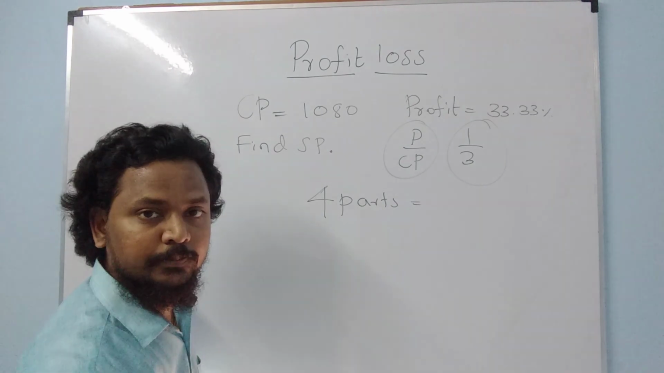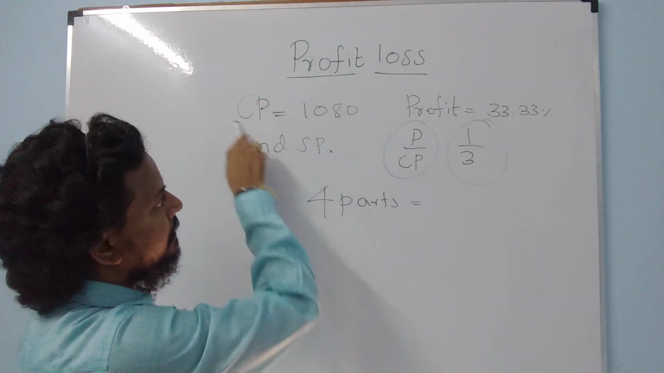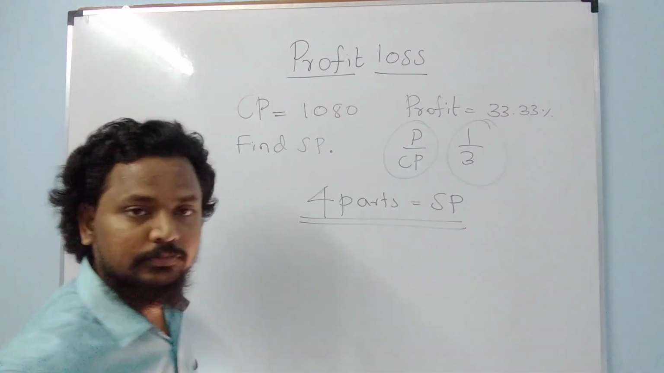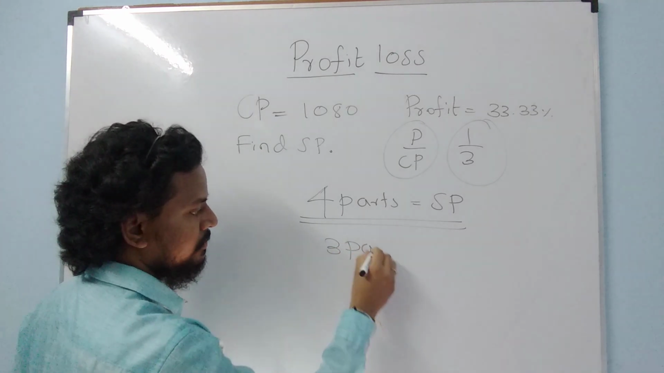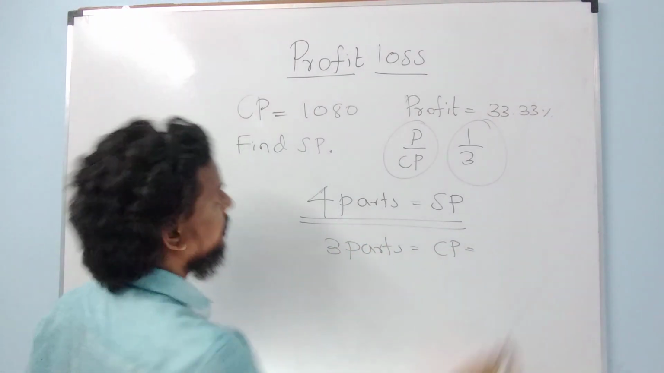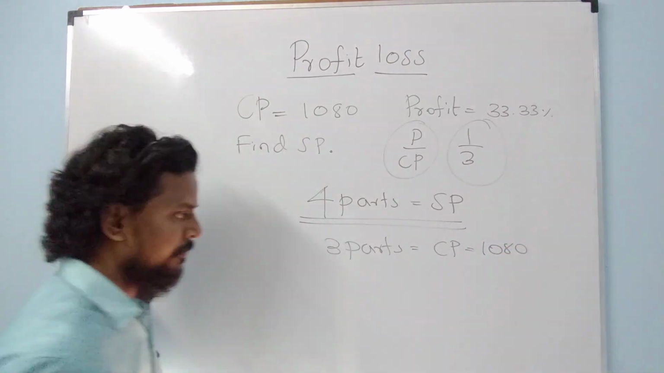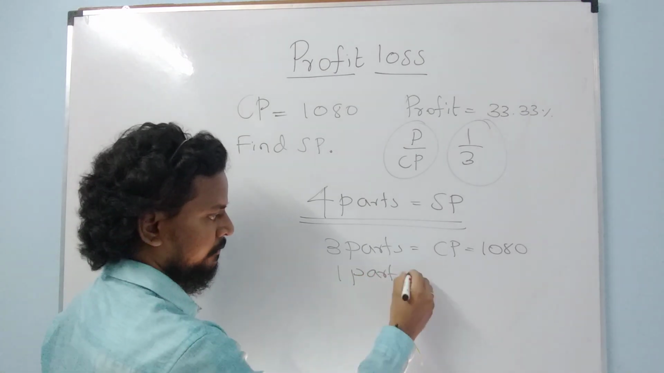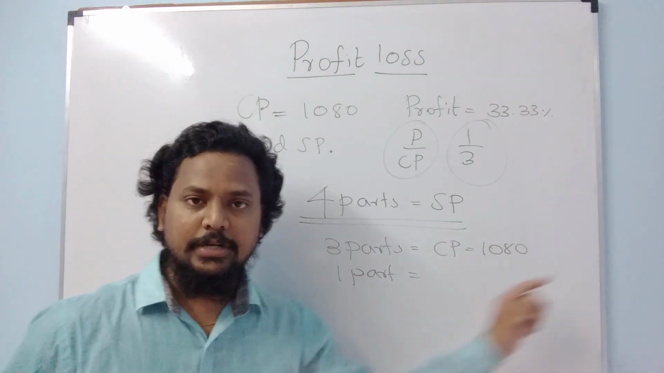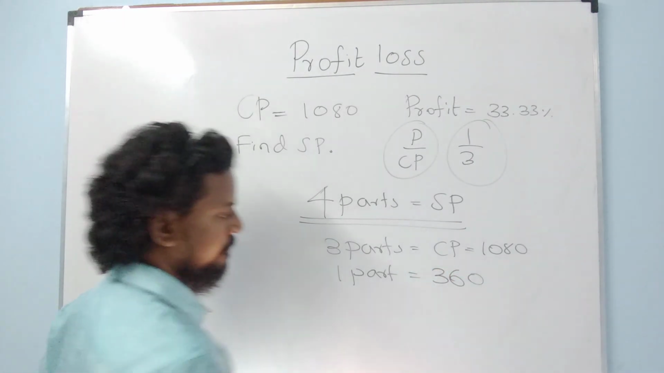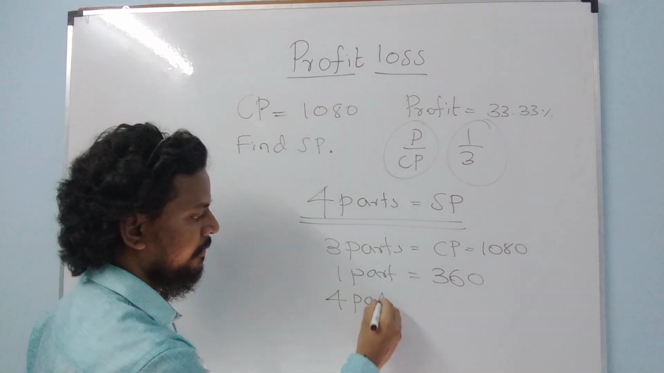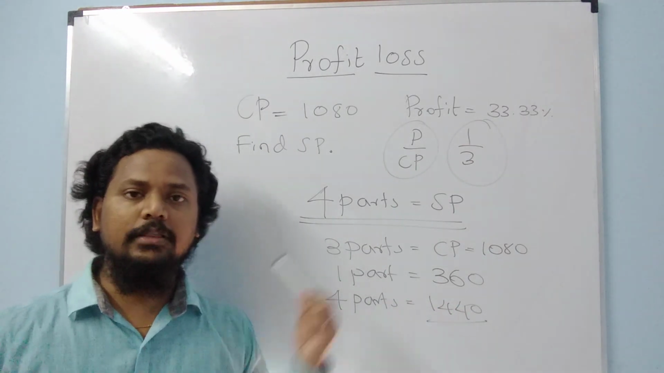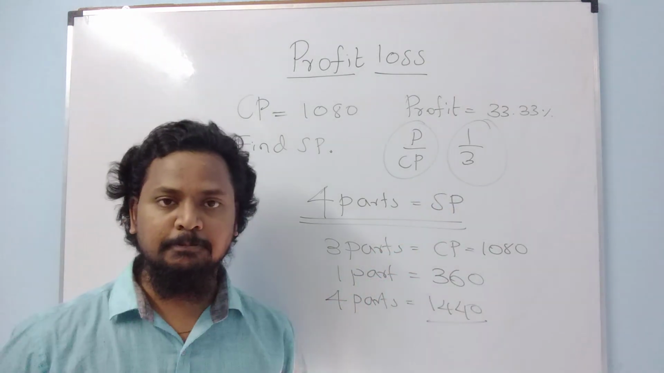What are the 4 parts equal to? CP is 3 parts, and the 4 parts mean it is SP. So this is what you will calculate now. First, 3 parts, which is given as CP, is equal to 1080. If 3 parts is 1080, then what is 1 part? Divide by 3. When you divide 1080 by 3, you get 360. Therefore, 4 parts will be 1440. So this will be the required SP in this problem using the fraction idea.